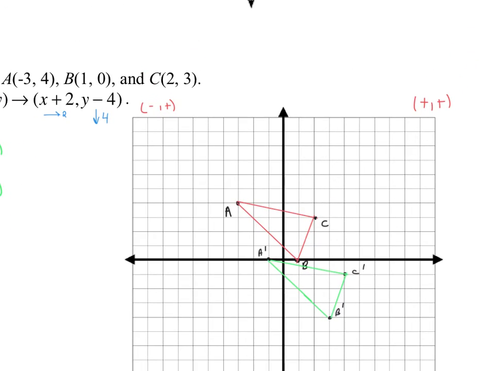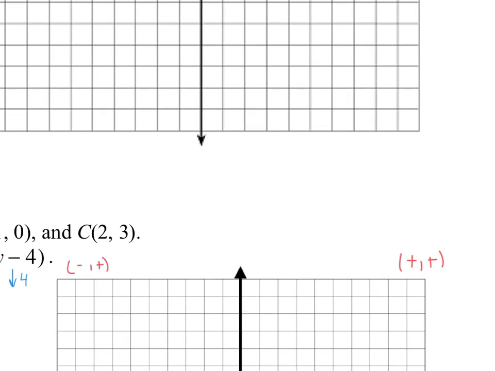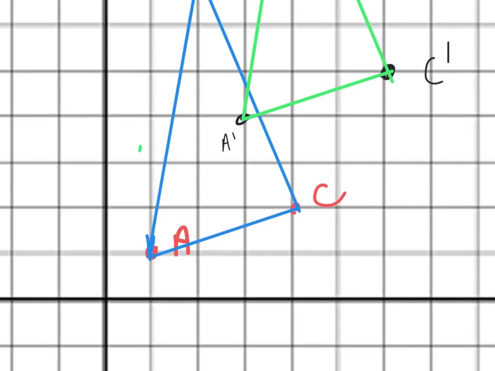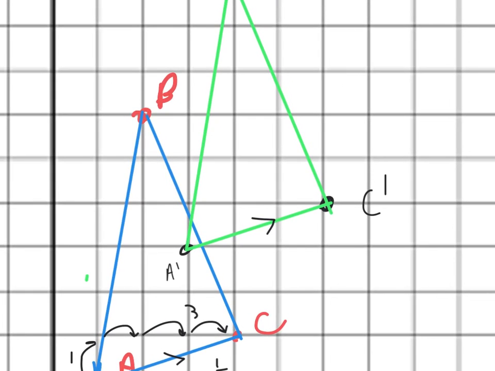Let's just look at a segment. Let's go to one of these ones from above. In class today, what we did was we looked at our AC, and we want to see if it is parallel to A prime C prime. So we know to be parallel, our slopes have to be the same. So I can find my slope of AC by using rise over run. So I rise 1, and I run 1, 2, 3. So my slope is 1/3. If I want it to be parallel to A prime C prime, it also has to be 1/3.